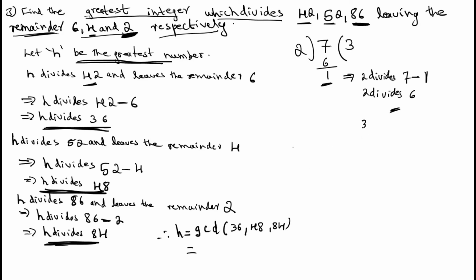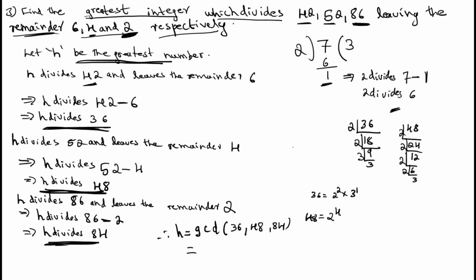First take 36. 2 18s are 36, then 2 9s are 18, then 3 3s are 9. So 36 you can write as 2 to the power 2 into 3 to the power 2. Next number is 48. 2 24s are 48, 2 12s are 24, 2 6s are 12, then 2 3s are 6. So you can write 48 is equal to 2 to the power 4 into 3 to the power 1.